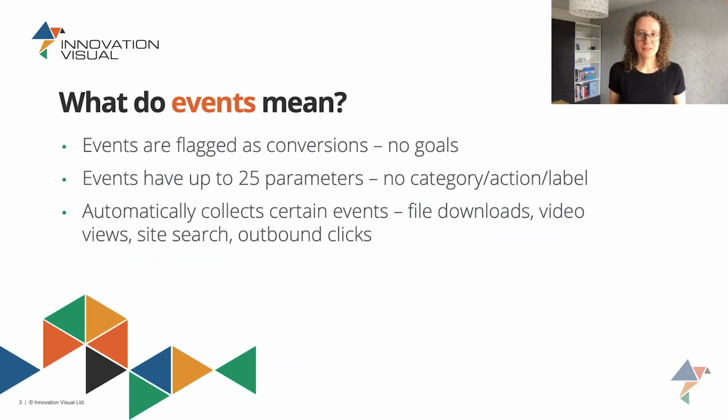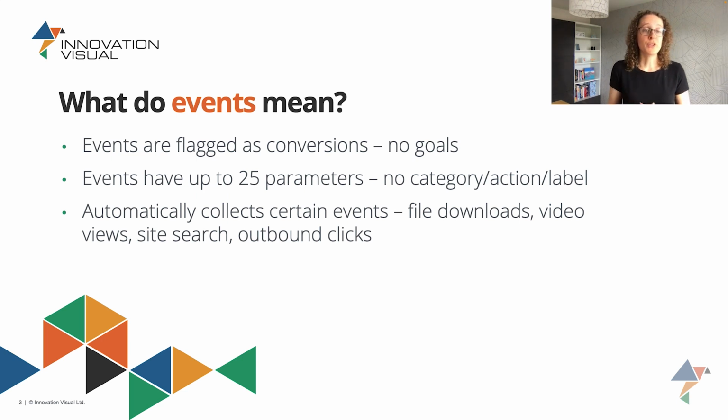Okay, but what do events really mean? There's a few things that you need to know. Now, events can be flagged as conversions, so you don't need to create goals anymore. Not all events will be conversions. A page view is probably not going to be a conversion, but a purchase or a form fill, you can now flag them in the system as a conversion. As I said before, your events can have up to 25 parameters. So we've got rid of the category, action, and label, but you can really drill down if you want to collect a lot of information for specific events.